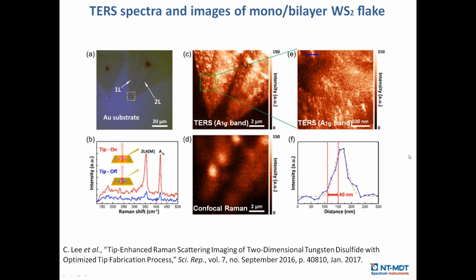And here we have a confocal Raman image on the bottom, and there's an image on the top from exactly the same area. And just to zoom in, it's showing another, smaller region, and to get a cross-section we can see the resolution is about 40 nanometers, and the enhancement factor here was calculated to be about 5 times.